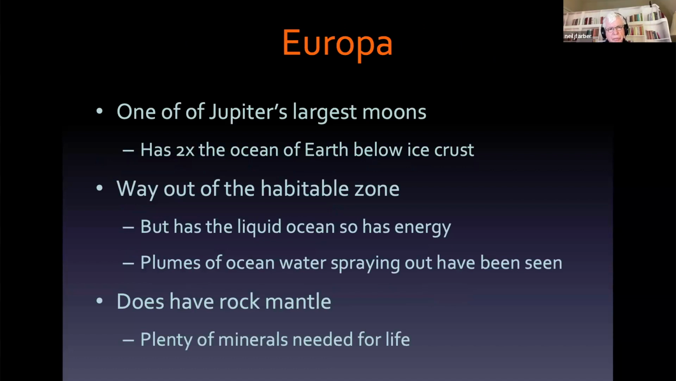Europa is the prime example of this. It has 2 times the ocean that Earth does, but it's below an ice crust. It's way out of the habitable zone, but it does have that liquid ocean, so it has energy. And it has also plumes of ocean water that are spraying out of the surface through cracks in the crust. It has a rocky mantle, and so it has plenty of minerals needed for life. So let's put this together.